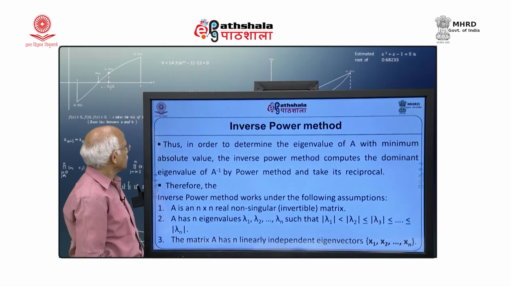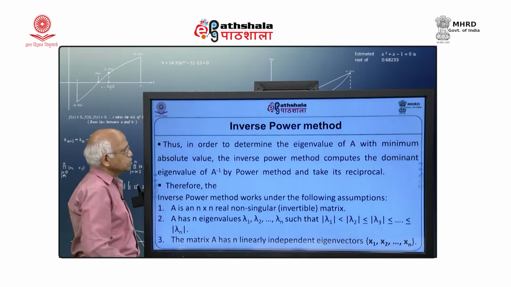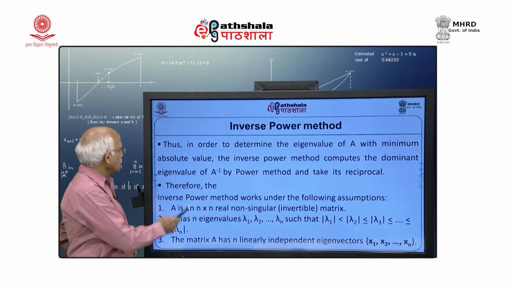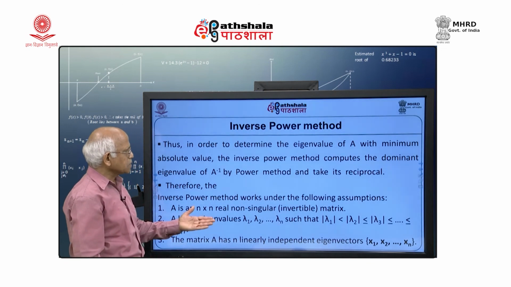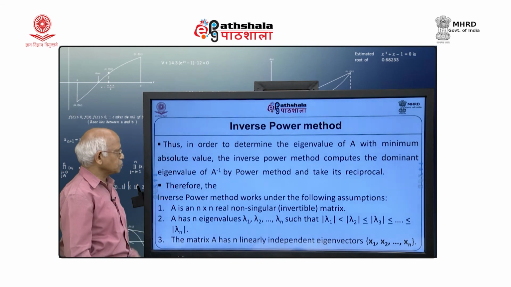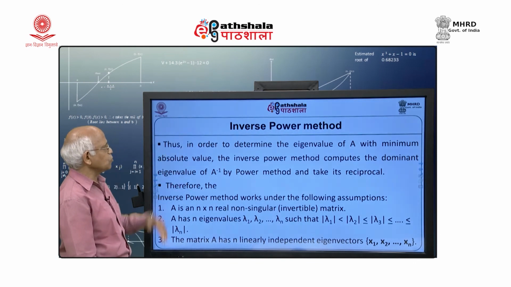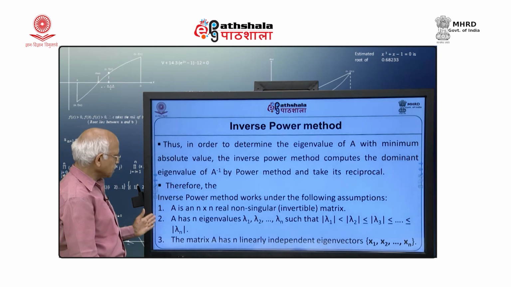And therefore, in order to determine the eigenvalue of A with minimum absolute value, the inverse power method computes the dominant eigenvalue of A inverse by the power method and takes its reciprocal. That reciprocal will be the eigenvalue of A with minimum absolute value. Therefore, the inverse power method works under the following assumptions.